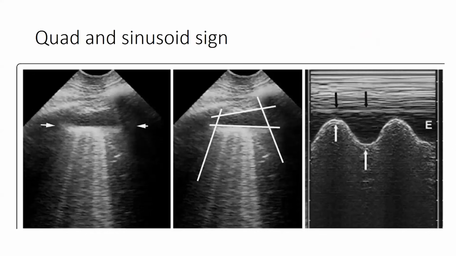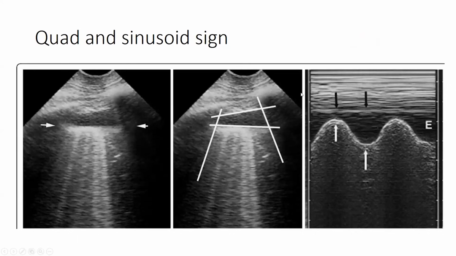Moving on to the next sign, the quad sign or the sinusoid sign. Whenever there is fluid present between the two layers of pleura, like this black area over here, you can have an image like this. And when you make a border at this fluid area, you get a quadrangular shape. So it is called the quad sign.